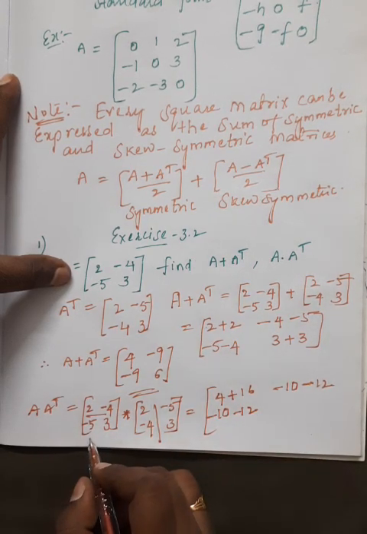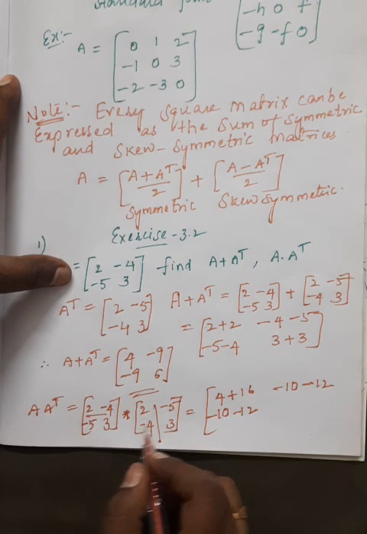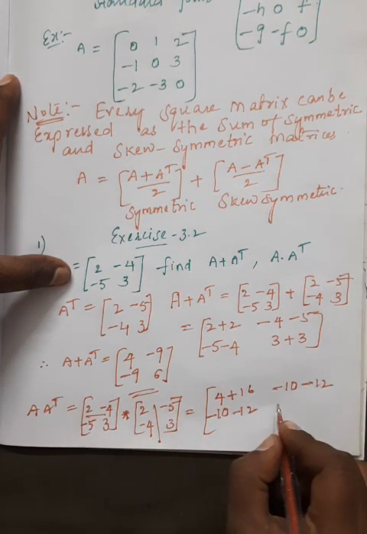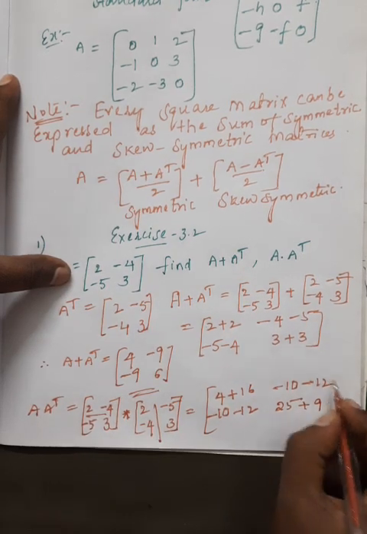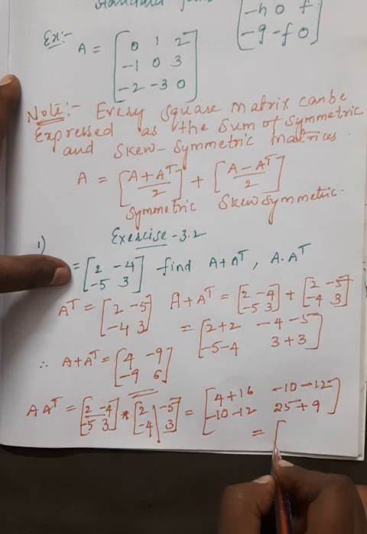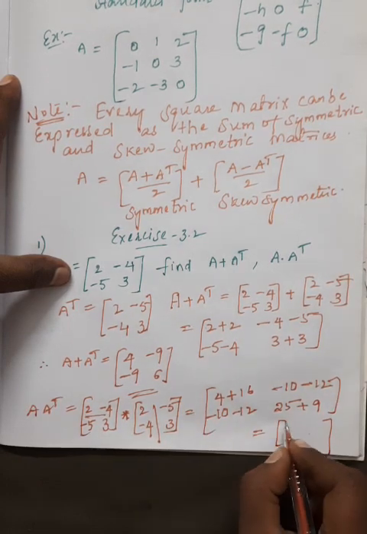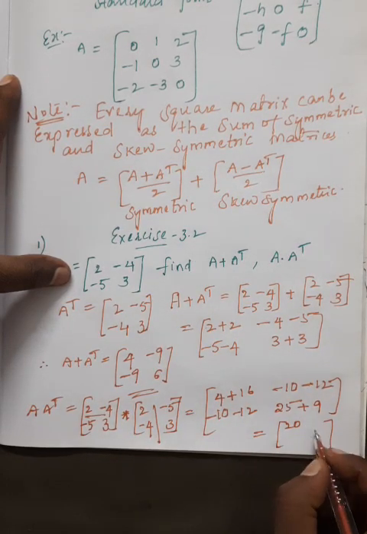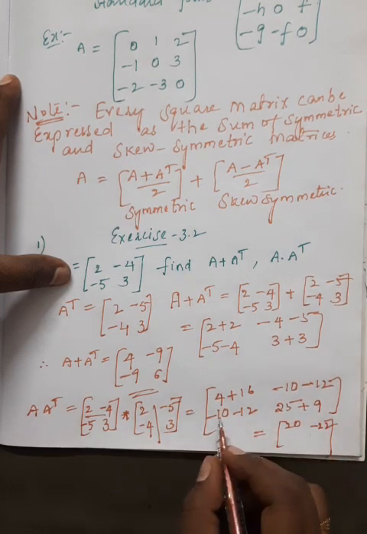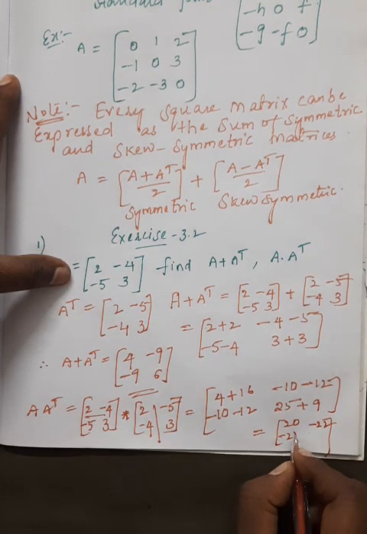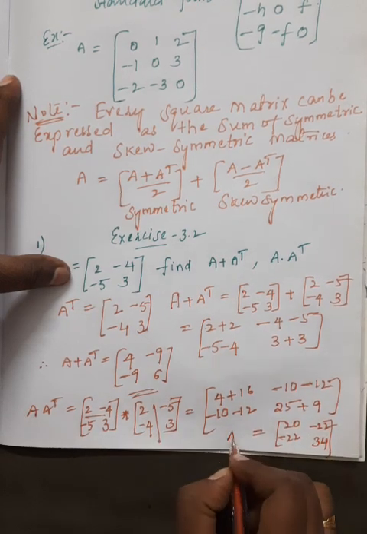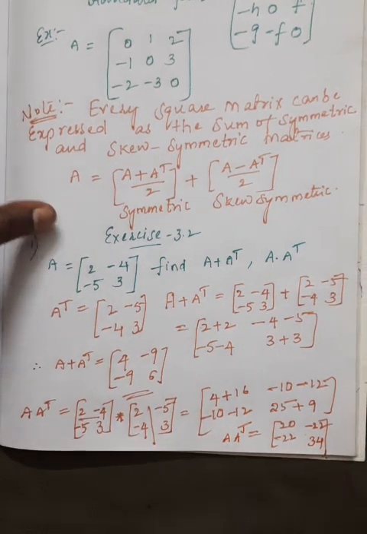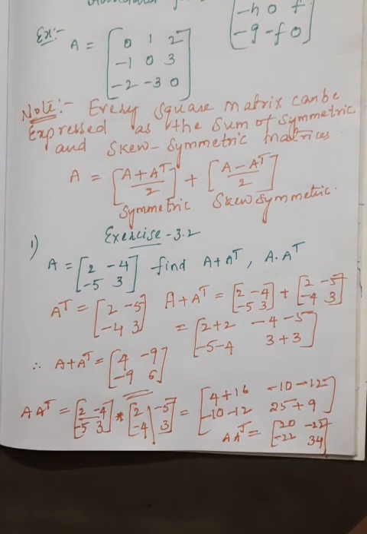And similarly we have to multiply second row with second column. Minus 5 into minus 5 is 25, 3 into 3 is 9. So like this you have to do. So our answer is 16 plus 4 is 20, minus 10 minus 12 is minus 22, minus 10 minus 12 is again minus 22, 25 plus 9 is 34. So this is A into A transpose. Like this you have to do all the problems in your exercise.